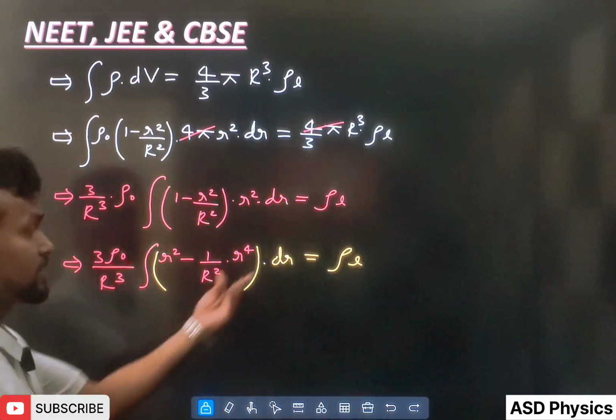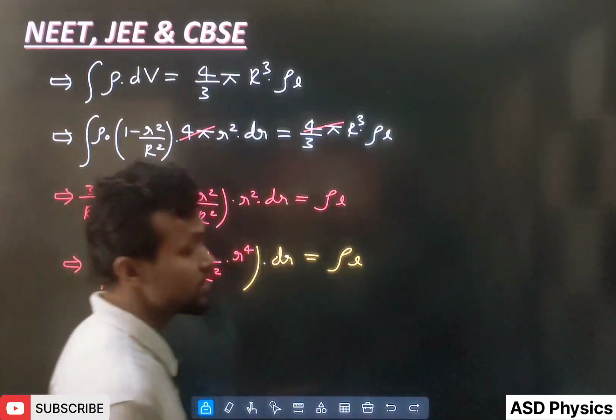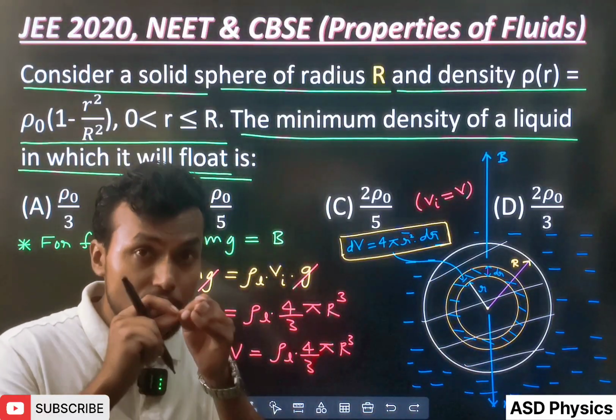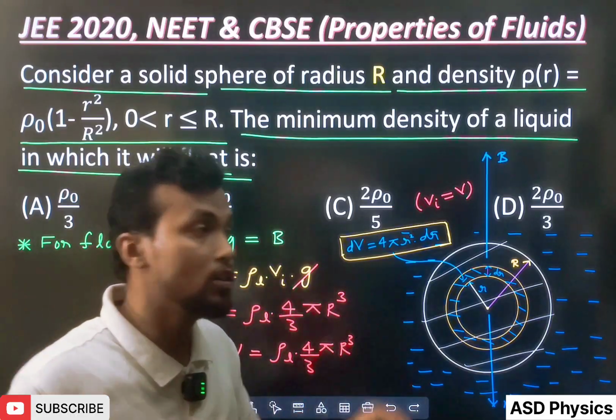Now limits. Now dr is there. Now we have to put here the limits. Limits where to where? As I told you very well, this solid sphere is made up of so many rings. We have to add all these rings.